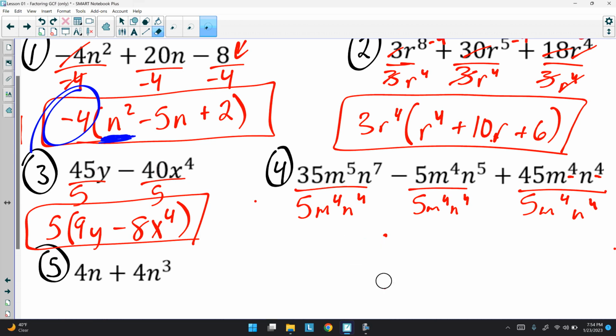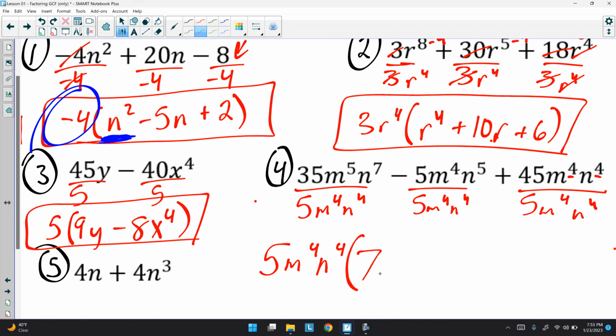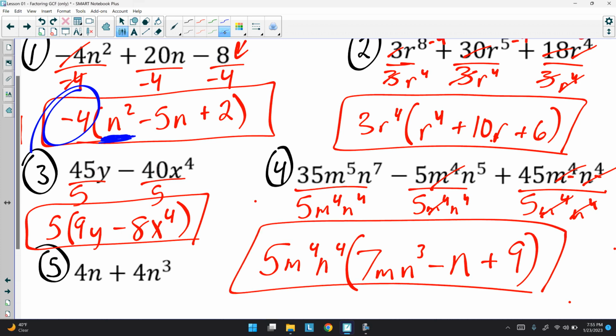Let's try that again. I've got to start off with what's on the outside of the parentheses. Then 35 divided by 5 is 7. 5 minus 4 is m. And then 7 minus 4 is 3. There we go. 5 and 5, that would just be negative. 4, those cancel. 5 minus 4, so this one's just an n. And then 45 divided by 5 is 9. And these cancel. There we go. Also remember, we should be able to redistribute this and get our original problem.